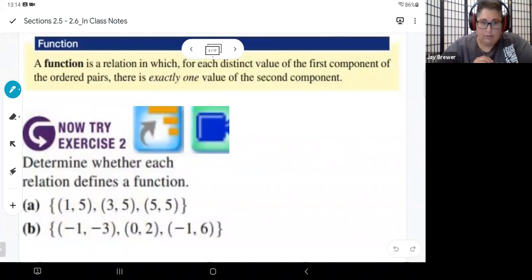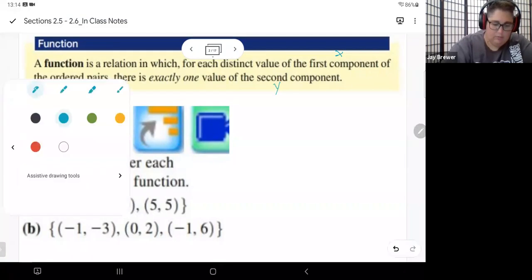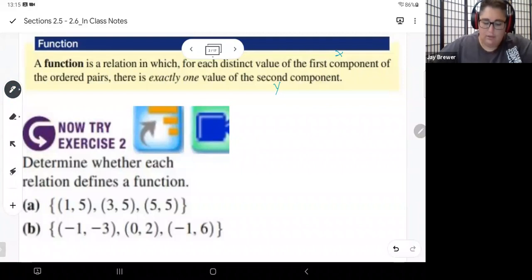On this side, we're told that the definition of a function is a relation in which for each distinct value of the first component, so the x's, of the ordered pair, there's exactly one value of the second component, so the y's. In other words, we cannot have the x's repeating. So for A, the best thing I can do for you guys to visually see A is to draw it out.